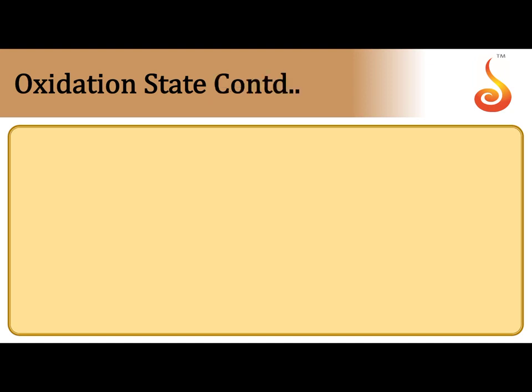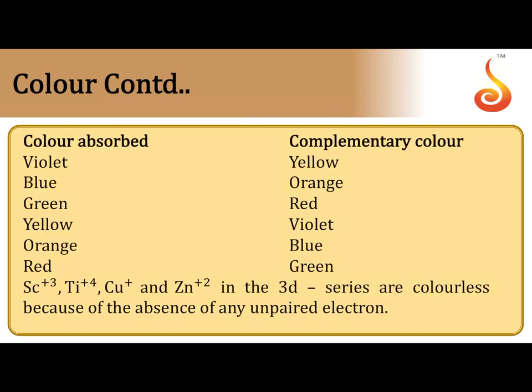and they exhibit colors. Colored compounds are formed by d block elements, that is due to d orbital splitting and d-d electron transition. The d block elements can form complex compounds, they exhibit color. At the same time, d block elements can exhibit paramagnetic nature also. So, you observe the color.